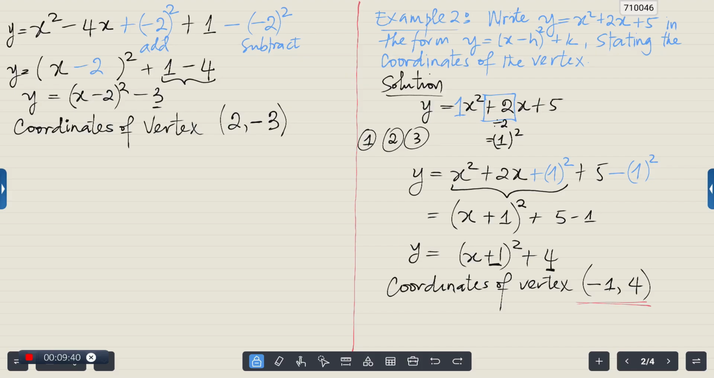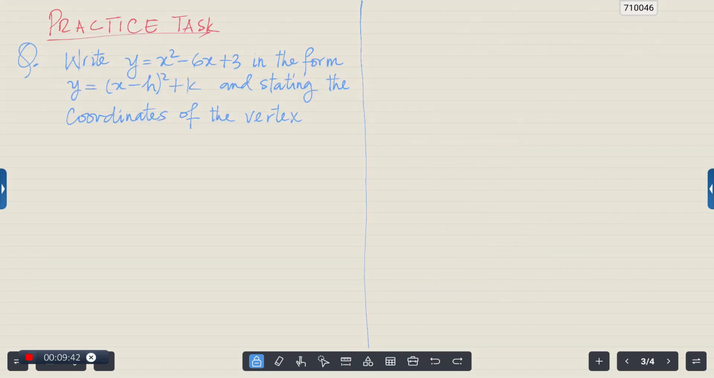Now let's put this knowledge into practice. Your practice task would be to write y equals x squared minus 6x plus 3 in the form y equals x minus h all squared plus k and state the coordinates of the vertex.